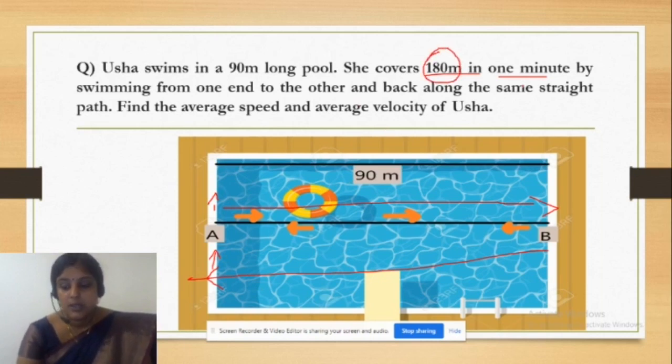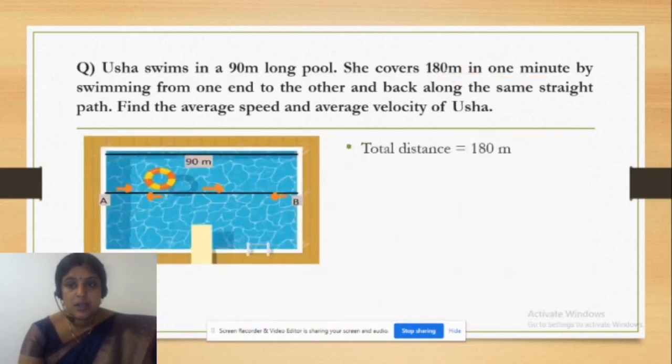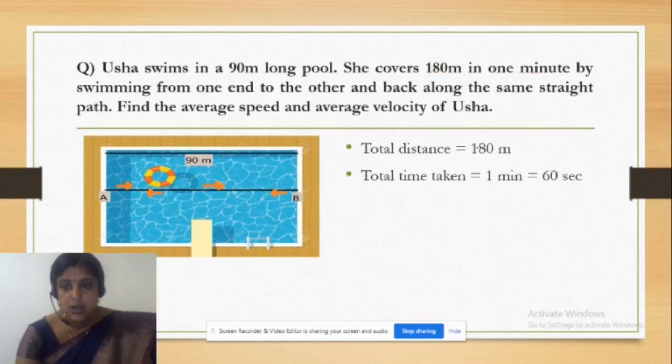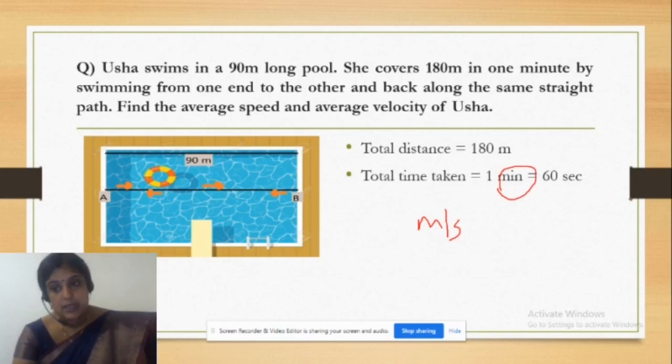And the total time taken is how much? Total time taken is 1 minute. You know the SI unit of speed is meter per second, right? So here the time is given in minute, so you have to convert this minute into second. So 1 minute is how many seconds? 1 minute is equal to 60 seconds.